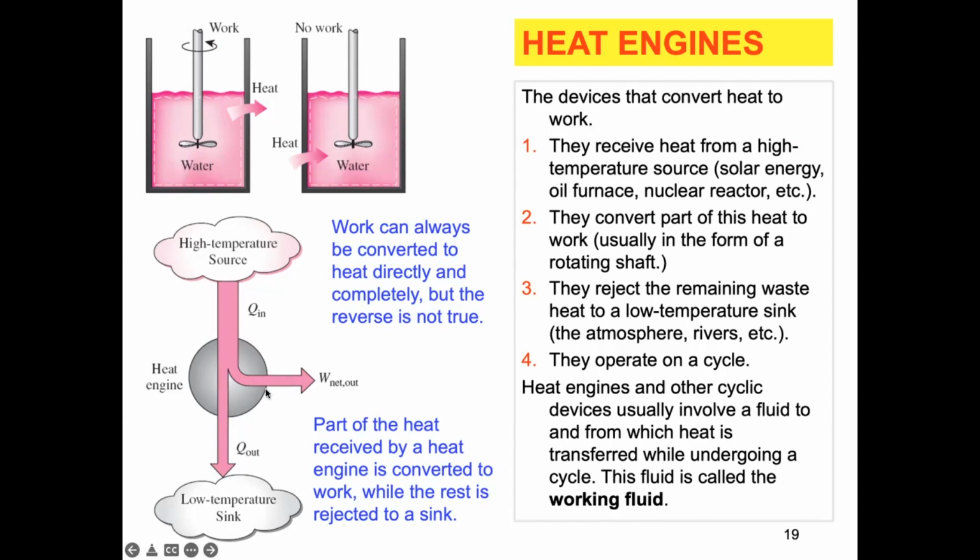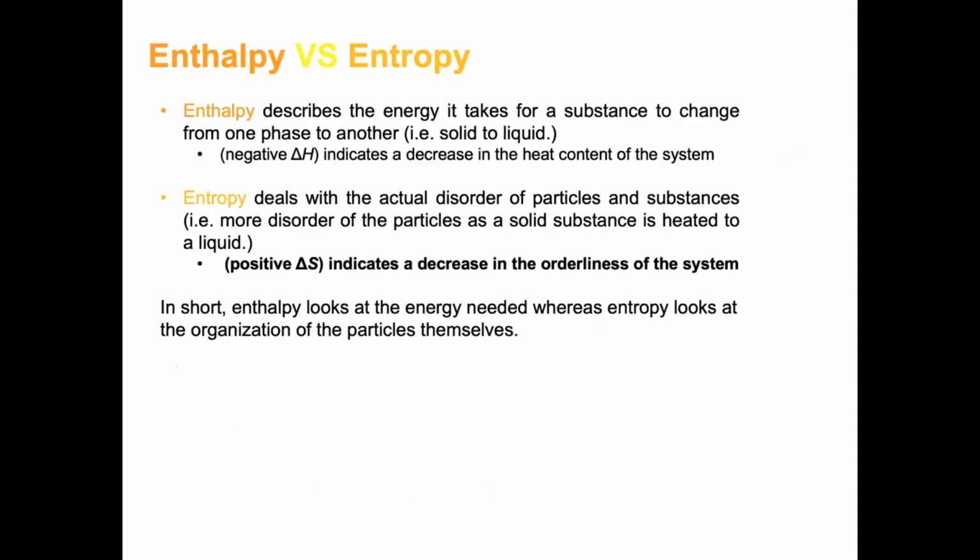They operate on a cycle. So if you obey these 4 rules, you have a heat engine. Heat engines and other cyclic devices usually involve a fluid to and from which heat is transferred while undergoing a cycle. This fluid is called the working fluid. Next we are going to touch on enthalpy. I'm sure you learned about enthalpy and entropy last time.